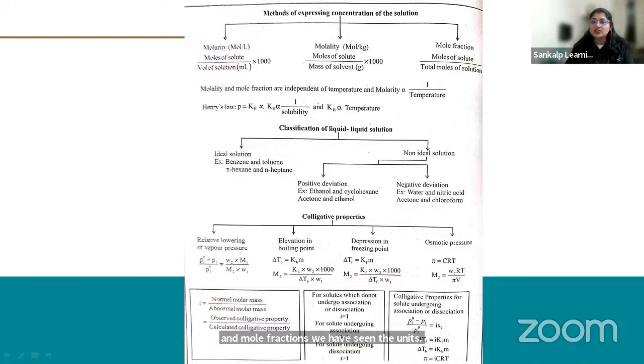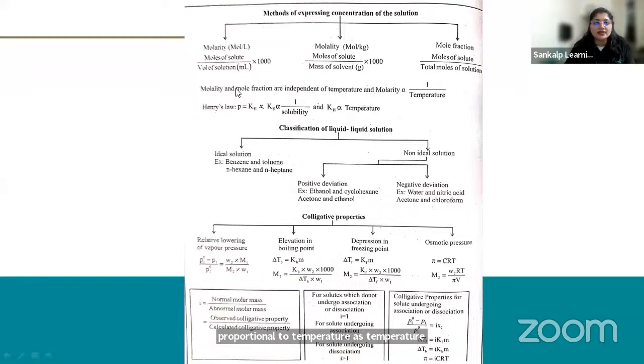Just take a look at this chart. This is very important. This will completely freshen up whatever we have studied, to brush up the things. Remember the mathematical expressions of these concentration terms. Molality and mole fractions are independent of temperature, but molarity is inversely proportional to temperature. As temperature increases, molarity will decrease.